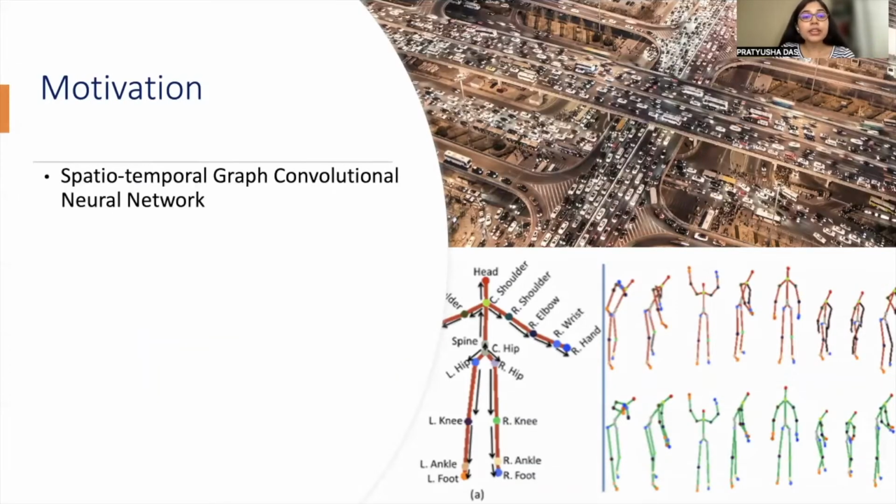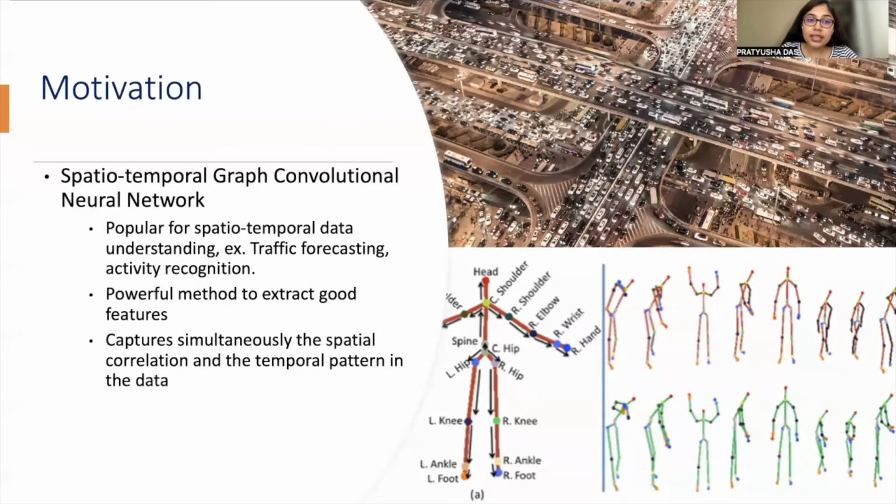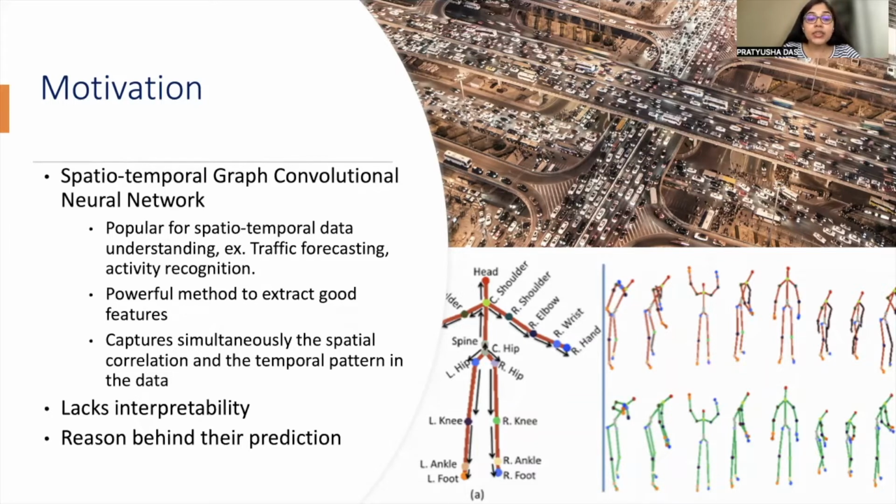These spatio-temporal graph convolutional networks gained a lot of popularity in the last decade, and they are very popular to understand any kind of spatio-temporal data, for example, traffic forecasting, activity recognition, etc. Because it captures the spatial correlation and temporal pattern in the data simultaneously, it can extract very good, powerful features. But the problem is it lacks interpretability, and we don't know the reason behind their prediction.